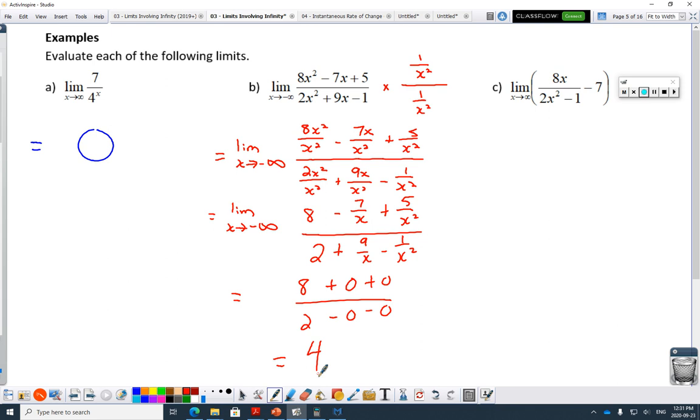Now, all that time, where did I get the 1 over x squared from? How did I choose that? It's the biggest one. Just find the biggest one. Make sure you cancel out the biggest one and everything else will happen.